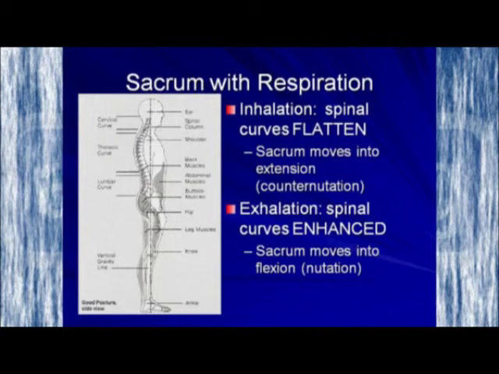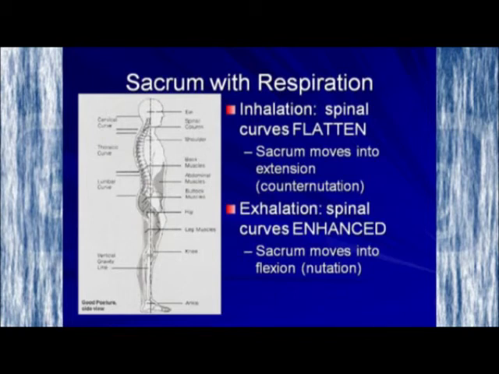When we have inhalation, the spinal curves will flatten. So you have a decreased lordosis, decreased thoracic kyphosis, you flatten out the spinal curves on the inhale. Well, what's that going to do to the sacrum? When you decrease the lumbar lordosis, the base of the sacrum moves posteriorly, so you're going to counternutate the sacrum. So the sacrum moves into extension on the inhalation phase of the breath.